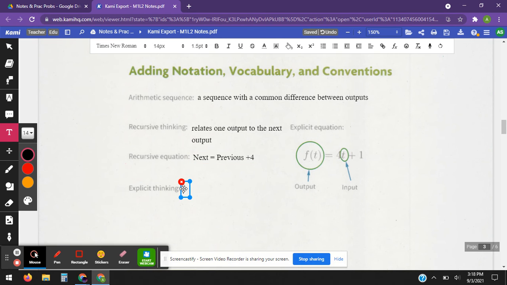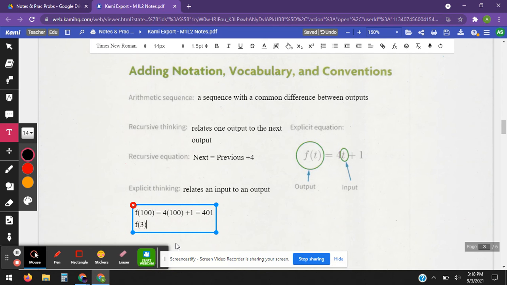And explicit thinking relates an input to an output. So, for example, f of 100 equals 4 times 100 plus 1, and that equals 401. We could do any number in there. So let's do a 3. So this time it was 4 times 3 plus 1, and that got us 13.